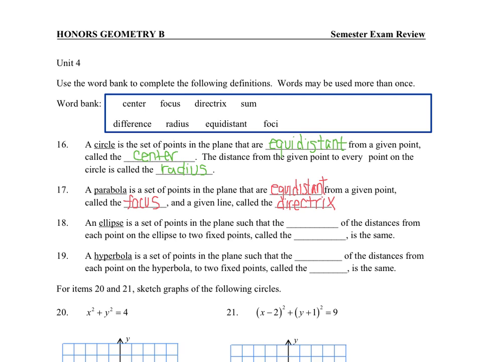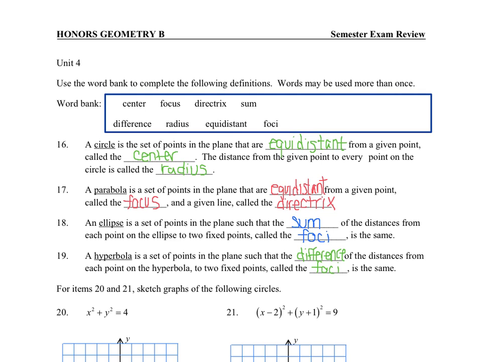An ellipse is a set of points in the plane such that the blank of the distances from each point on the ellipse to 2 fixed points called the blank is the same. Well, an ellipse is a set of points in the plane such that the sum of the distances from each point on the ellipse to 2 fixed points called the foci is the same. A hyperbola is a set of points in the plane such that the difference of the distances from each point on the hyperbola to 2 fixed points called the foci is the same.